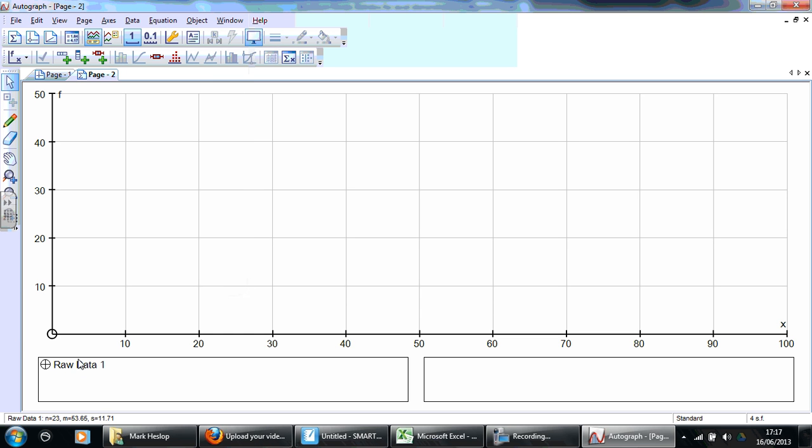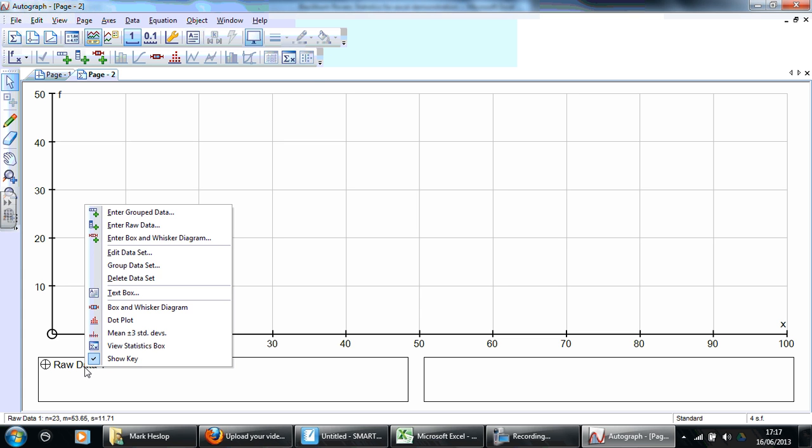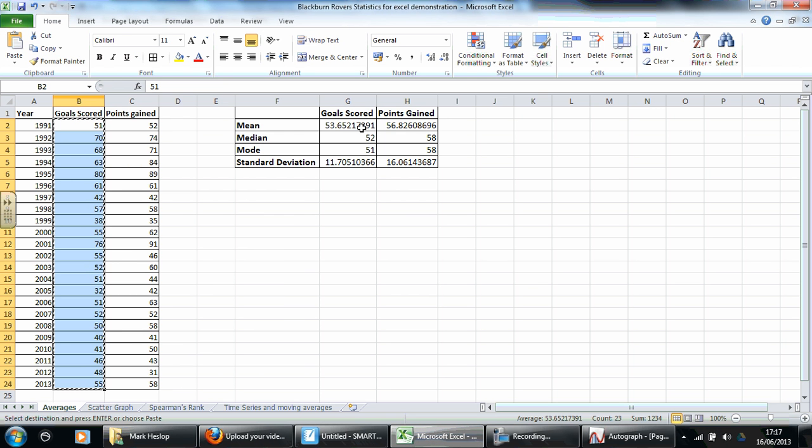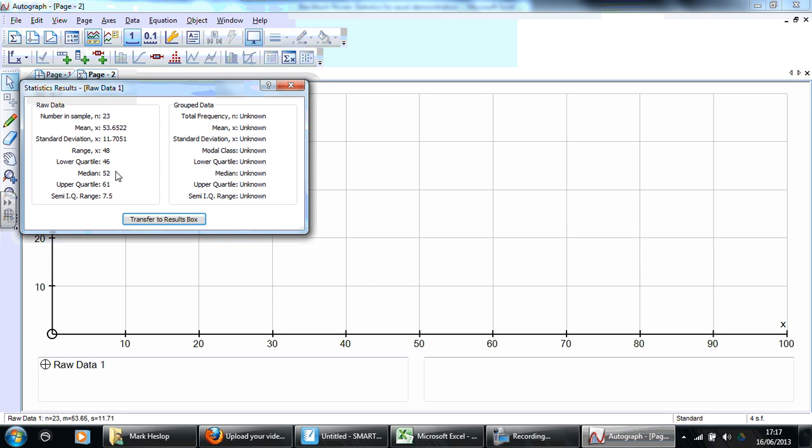Let's call that raw data 1. So now just right click on that and click view statistics box. There we have it. We have all the averages we need. We have a number in the sample, which I can call n, 23. The mean, 53.6522, which agrees with what it says here. And the standard deviation and the median also agree.